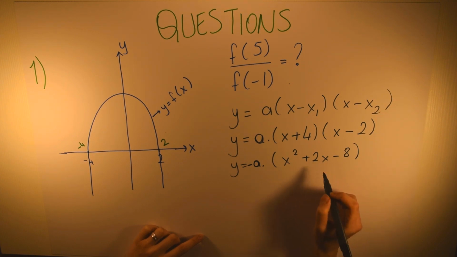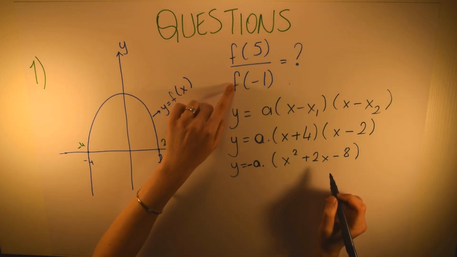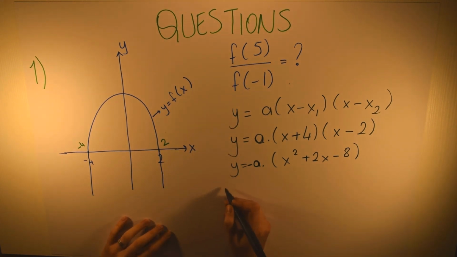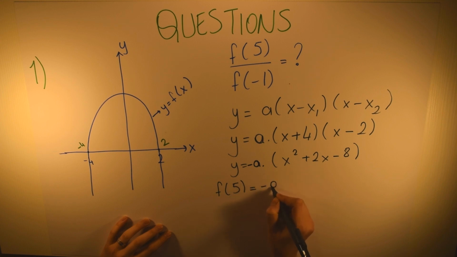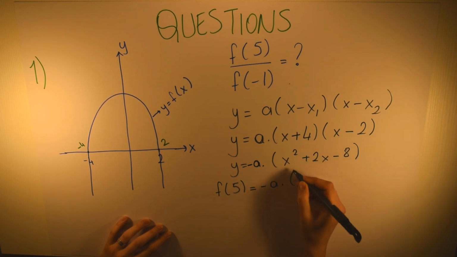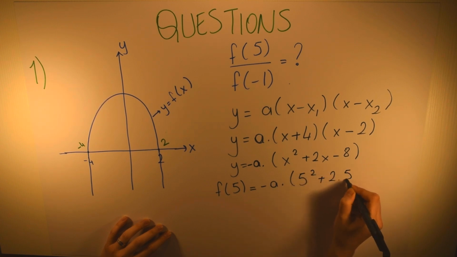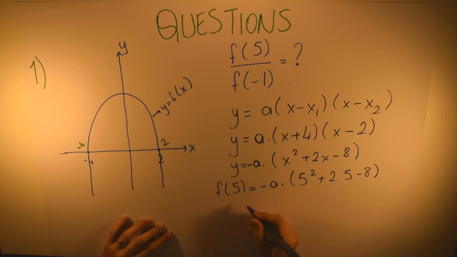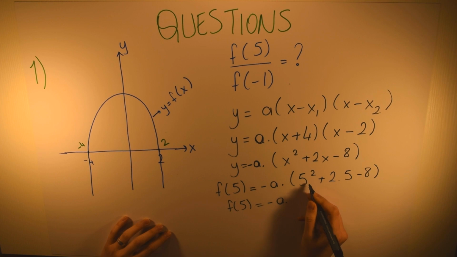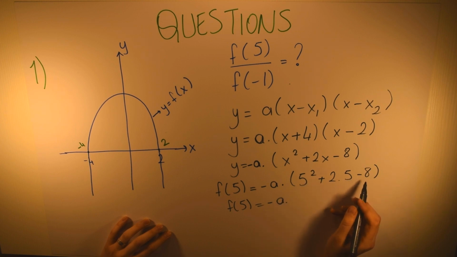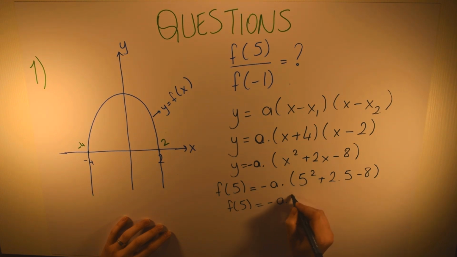Now we can continue. It asks f(5) over f(-1). Let's write f(5) first, which is equal to -a times (5 squared plus 2 times 5 minus 8), which is -a times (25 plus 10, it's 35, minus 8, it is 27). So this is the value of f(5).